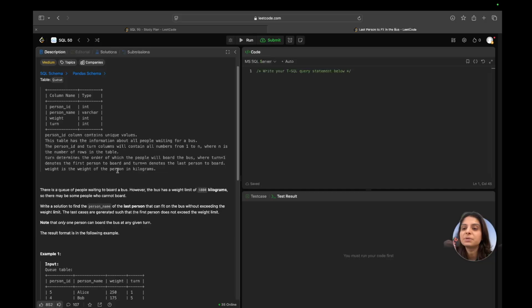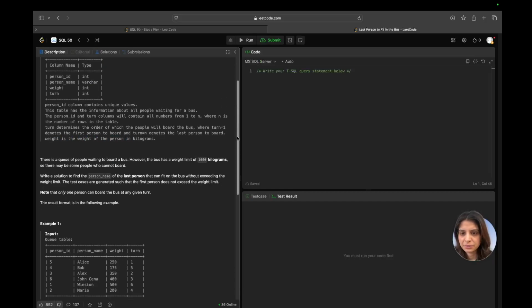So we have a person ID, then we have their name, and person ID will also range from 1 to n, where n is the number of rows, and turn will also range from 1 to n, where 1 is the first person to board and n is the last person to board. Weight is the weight of the person in kilograms.